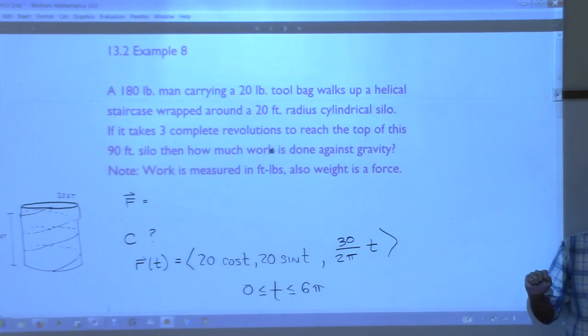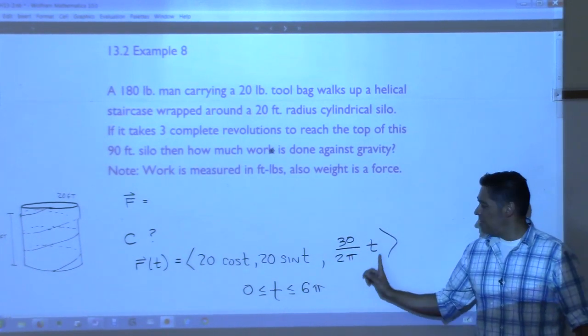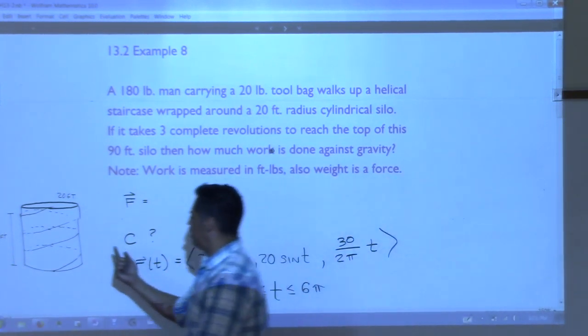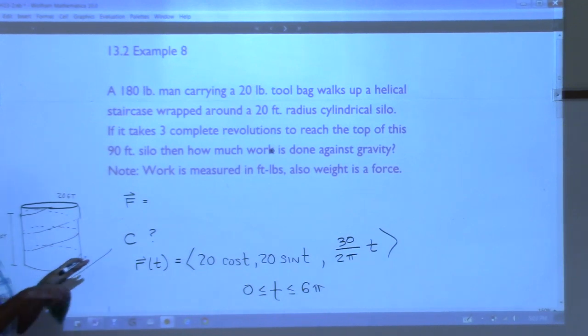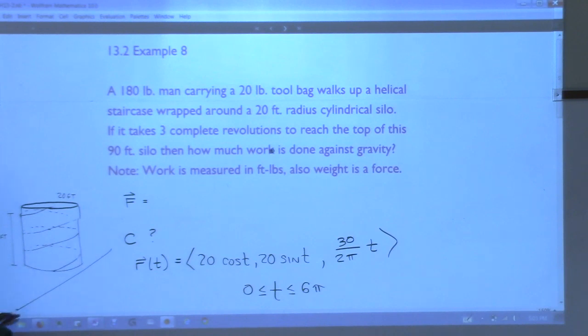If t is 0, where are we? We're at 0, right? This is linear, right? This is still linear. And the idea is that this helical staircase, if you were to unwrap it, would be like a ramp, wouldn't it? It's just that you're walking along the ramp and going around. So it is a linear increase in your z.